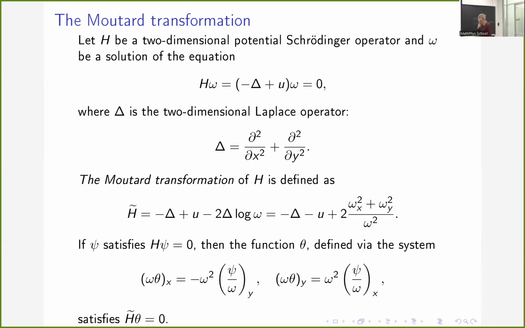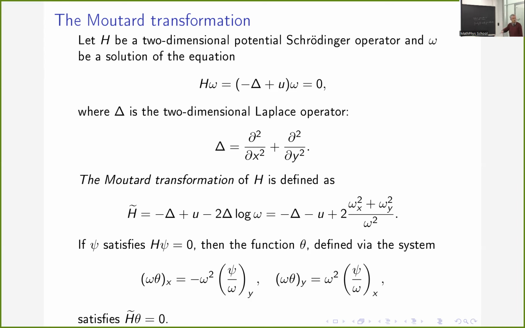The Moutard transformation appeared as a reduction of the Moutard transformation, and Moutard was a specialist in geometry, in projective differential geometry. And it is as follows: let H be a two-dimensional Schrödinger operator, minus Laplacian plus u, where the Laplacian is the two-dimensional Laplace operator. From this operator we construct another one, minus Laplacian plus u tilde. We subtract the double Laplacian of the logarithm of omega and obtain a new potential. If psi satisfies H psi equals 0, then the function defined by this system satisfies this new equation.